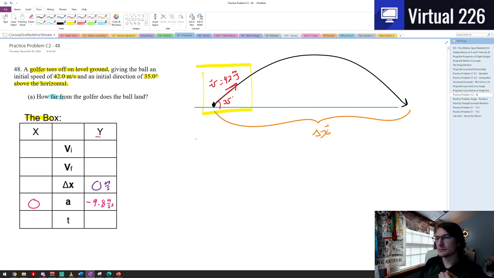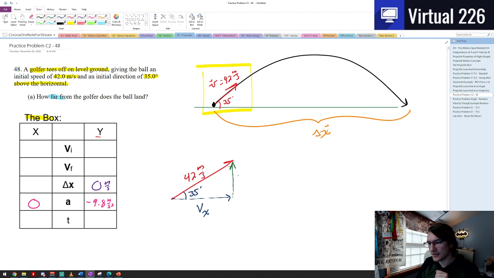Well, let's take a look at this triangle to begin with. If I look at this initial triangle, I know that I hit the ball at 42 meters per second at an angle, and that angle was a ripping 35 degrees. If I break this 42 meters per second up into an x and a y direction, this down here is the velocity in the x direction, and this here is the initial velocity in the y direction.